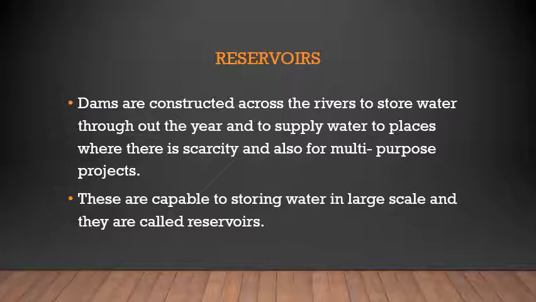Now what happens with rivers is they always keep flowing towards the ocean and get mixed with the ocean and become salt water. So what people thought was, instead of this water going and getting mixed with the salt water, we can store it. How to store it is by making these dams. Dams also have reservoirs. These are capable of storing water on a large scale and they are called reservoirs.